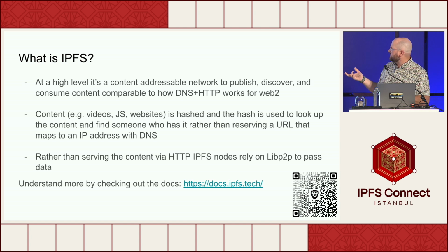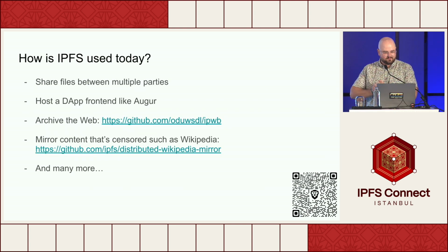Content is hashed, and the hash is used to look up the content and find someone who has it. Rather than serving the content via HTTP, IPFS nodes rely on libp2p to pass the data as well. So this is essentially how the network itself works. And if you want to understand more, there's docs, but I'm pretty sure everybody here knows how to find those and probably has already viewed them.